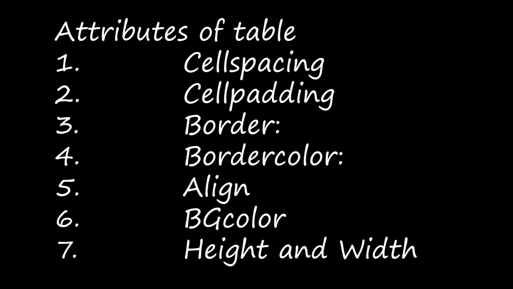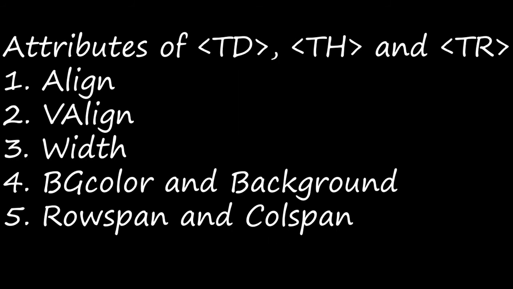So you know what the attributes of a table are, right? First one is cell spacing, and the next one is cell padding, border, border color, align, BG color, height and width, right? They have used these attributes and given an example here on page number 251. Just refer to it.